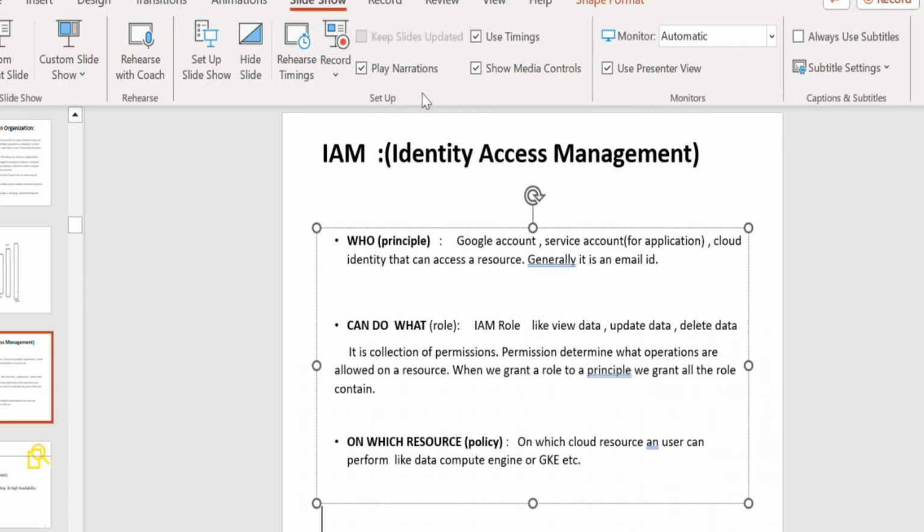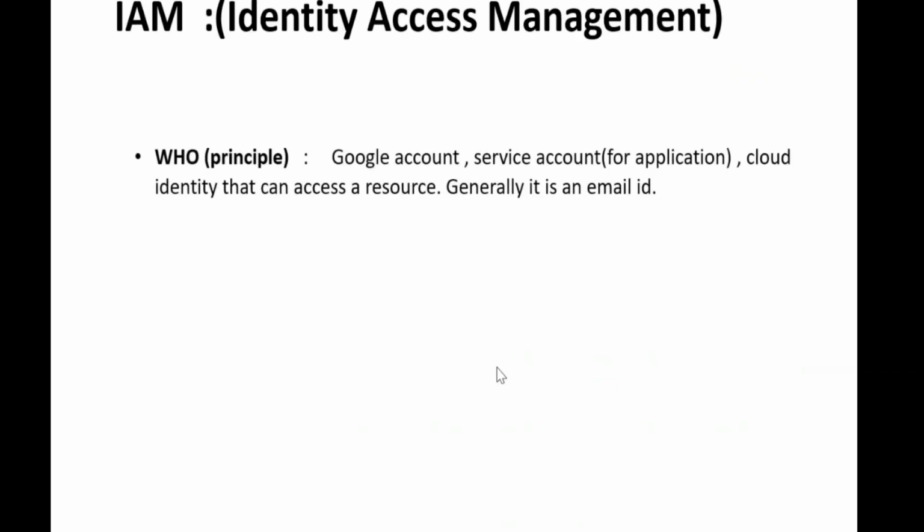Now see here, we talked about that in case of GCP, first we talked about principal. Principal means your Google account or service account, meaning who is going to access a resource. A resource can be accessed by a user or by a service account. Who is going to access a resource or service is called the principal. This is the technical name.